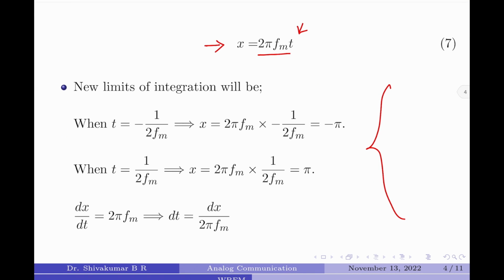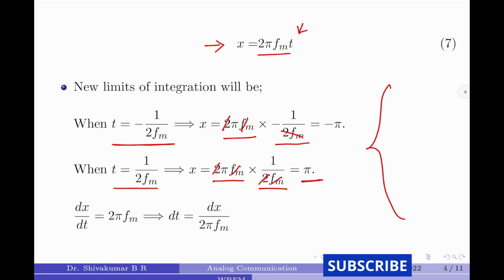So, when t equals minus 1 by 2 fm, x will be equal to 2 pi fm multiplied by minus 1 by 2 fm. The 2 fm cancel in the numerator and denominator, so what remains is minus pi. In a very similar fashion, when I take t equal to 1 by 2 fm, which is the upper limit of the integration, I will obtain x as 2 pi fm multiplied by 1 by 2 fm, which once again, the 2 fm get cancelled and what remains is pi.